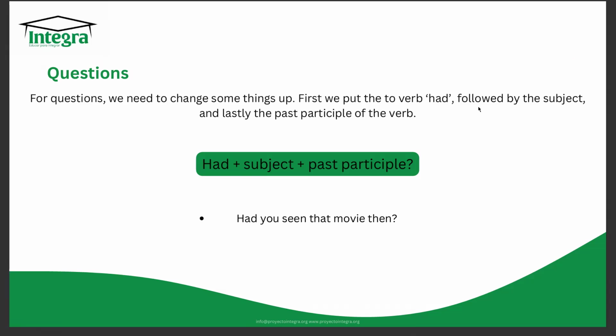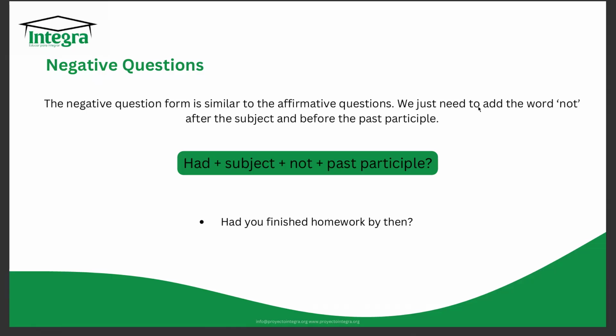Now, for the questions, as usual, we change things a little bit. We start with the word had, then we add the subject, and then lastly, the past participle. Had you seen that movie then? And negative question is the same as the other question. We just add the word not in between the subject and the past participle. So it is had plus subject plus not plus past participle. And that makes an example like this. Had you finished homework by then?